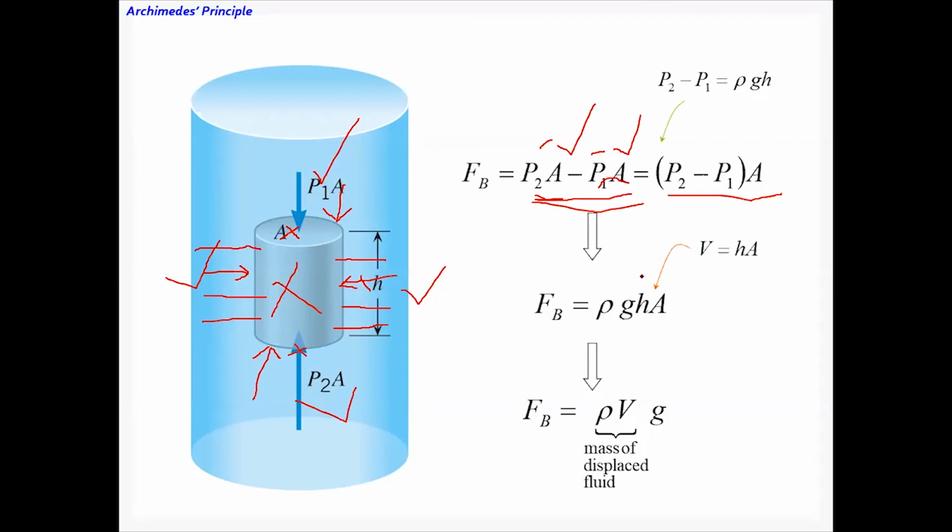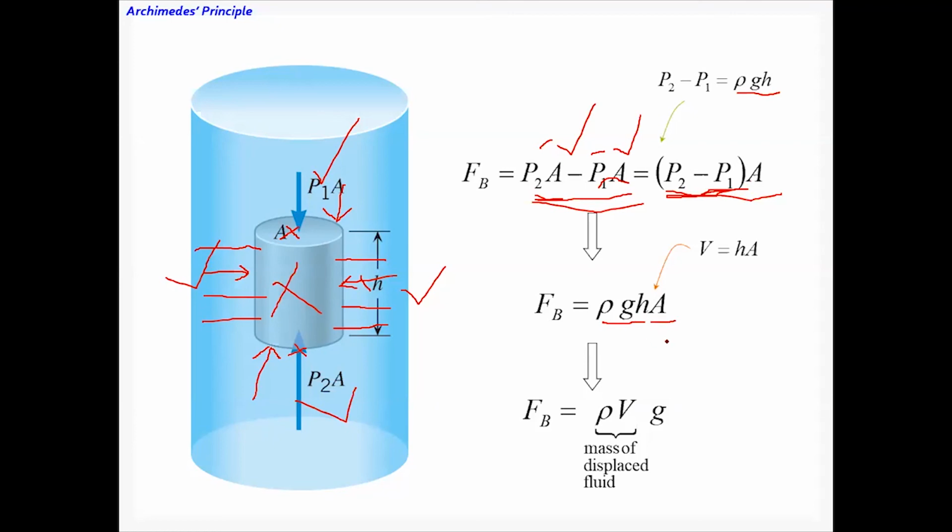Now, what is this guy? Can I call this rho GH? Because what is P2 minus P1, multiplied by A? We know that P2 equals P1 plus rho GH, meaning P2 minus P1 equals rho GH. That's why I plugged this in here. P2 minus P1 is rho GH. Look at that. Then this A is A, rho GHA.